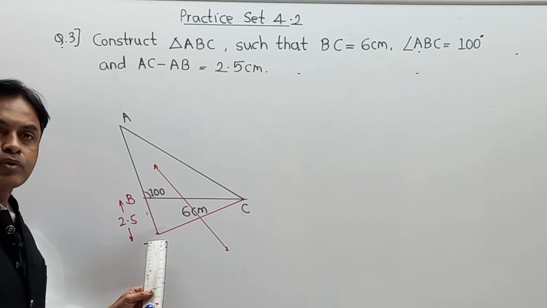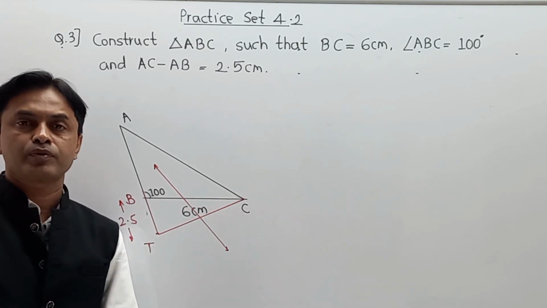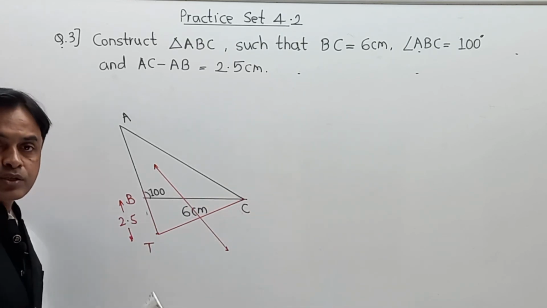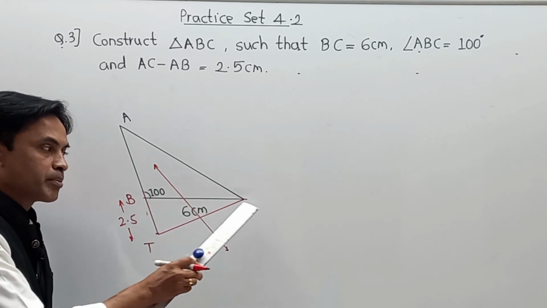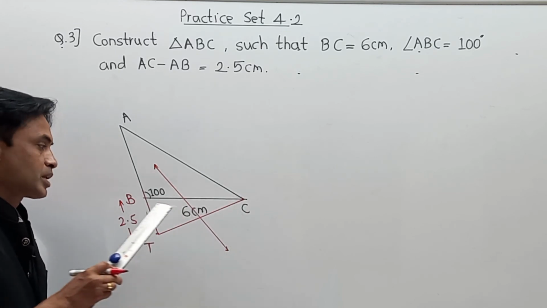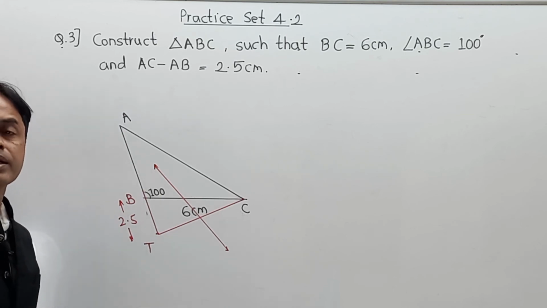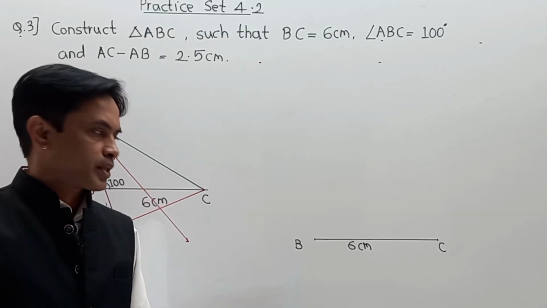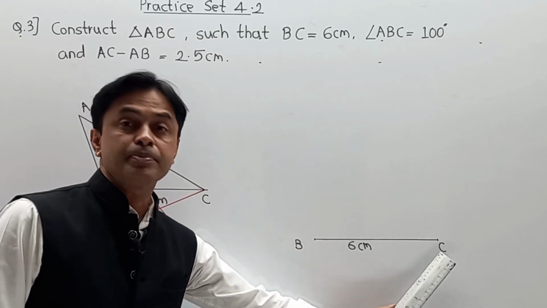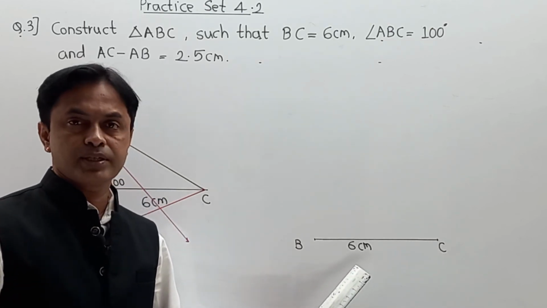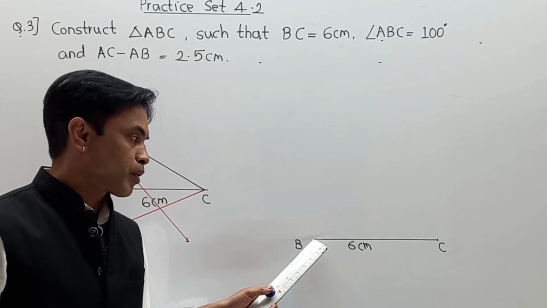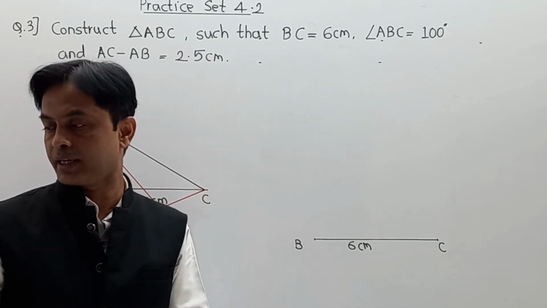This is a rough diagram over here. I am going to draw the actual diagram in front of you, so please pay attention. Two steps you should remember. First, base BC, that is of 6 centimeter, and angle at B is of 100 degree. And in this way, we are going to start the construction. Now first of all, we have drawn base BC of length 6 centimeter. Now your second target is, from point B, you have to take an angle of 100 degree.